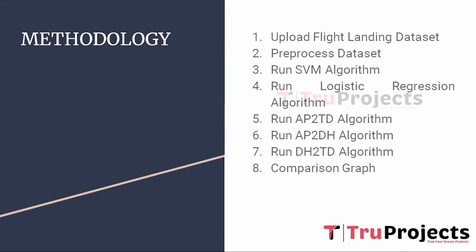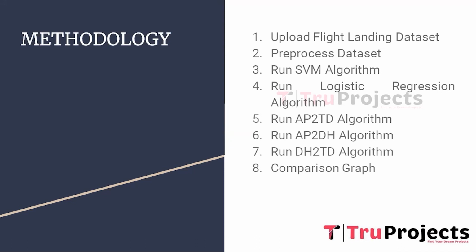Then next module, run logistic regression algorithm. Using this module, we are going to train logistic regression with all the features on 80% of the dataset and then perform prediction on the 20% test data and calculate logistic regression sensitivity and specificity score, and then plot the graph. A graph closer to 1 will reflect good performance of the algorithm.